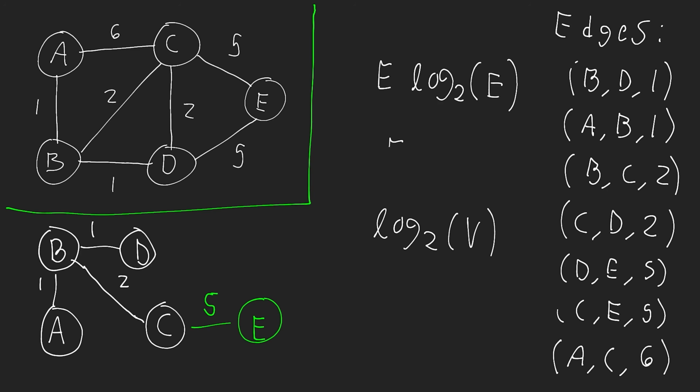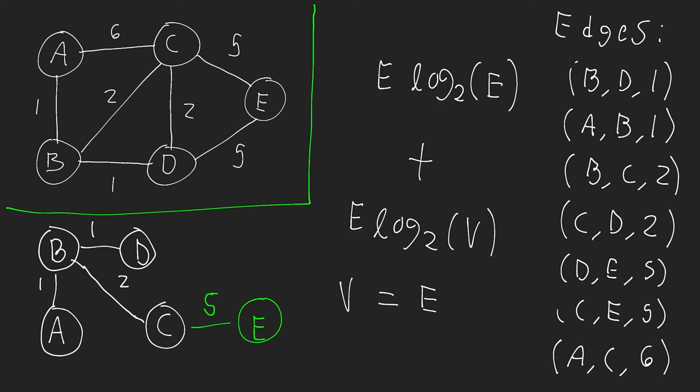So that means that the two things we have is this first operation, E log base 2 of E, plus E log base 2 of V. Now, what we need to do here, if we want to simplify this, is we need to essentially swap out some of these variables. So we have V. If we can write V as E, then we can simplify this time complexity. So the way to do this is the following. We need to assume that V is equal to E.